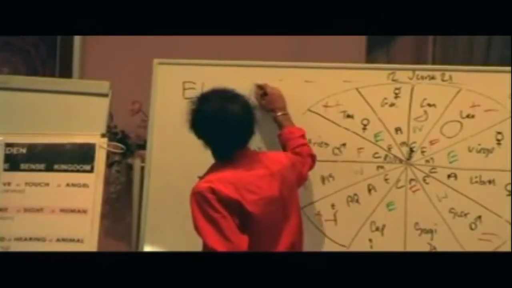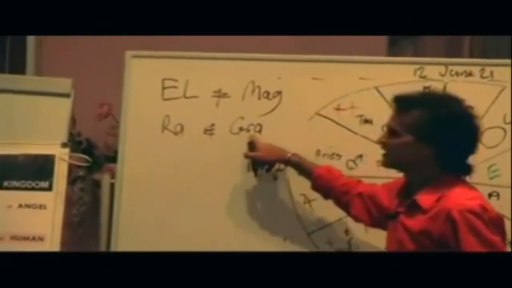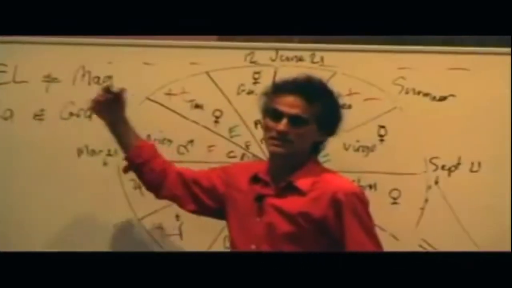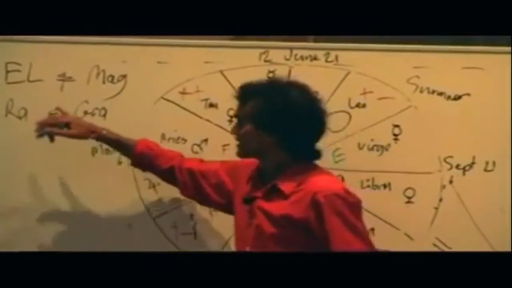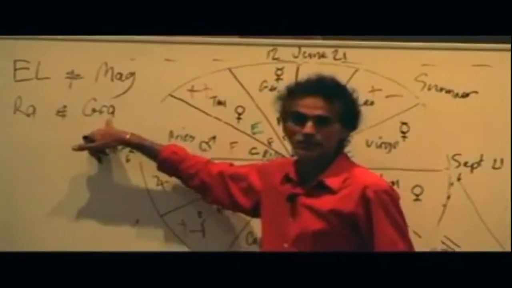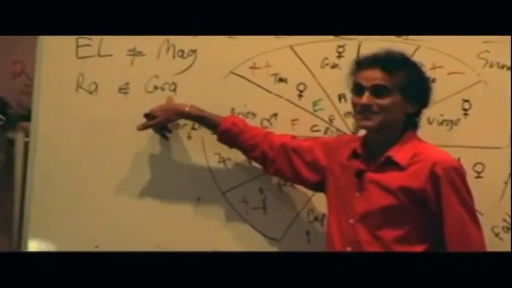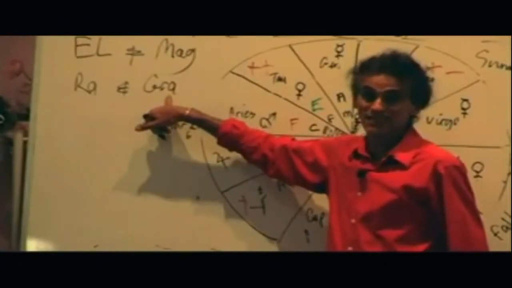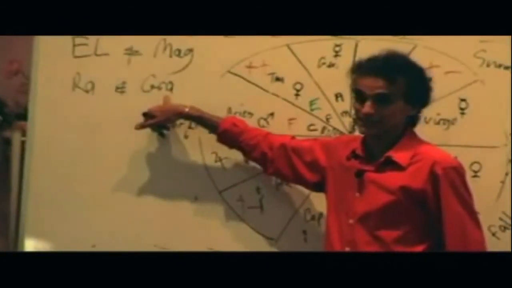El and Mag, Ra and gravity, Gra. Right? Remember, everything is light. So electricity is light, magnetism is light, radiation is light, gravity is light, sound, truth, wisdom, matter. It's all light. Everything is light. God is light.